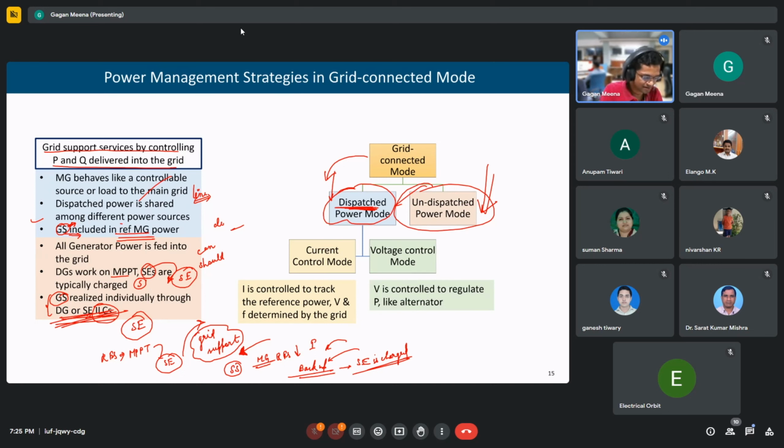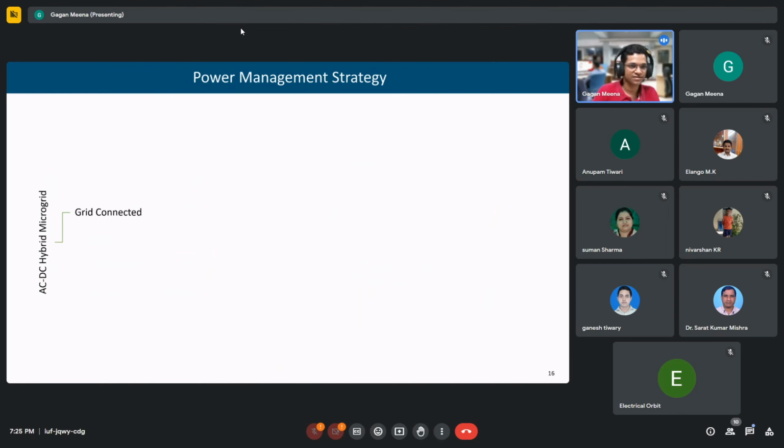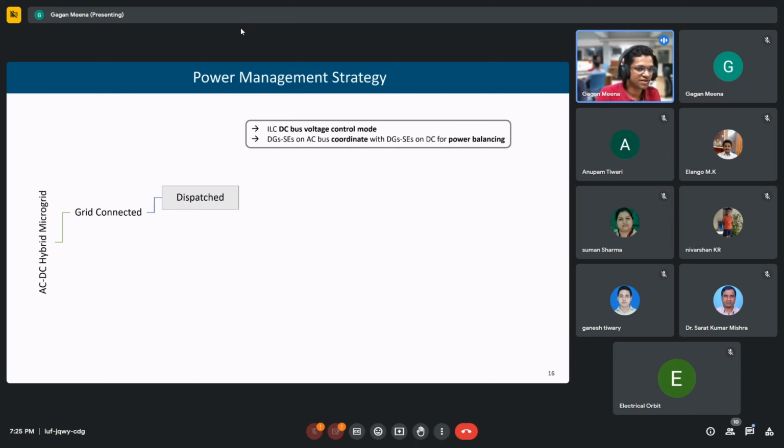Is it clear? Yes, sir. Okay. Next is again the power management strategy: how the interlinking converters operate, their mode of operation in different modes, grid connected mode and dispatched and interlinked. So this is a summary of the entire operation of these different converters. You can refer to this slide for your exams, for your quiz.